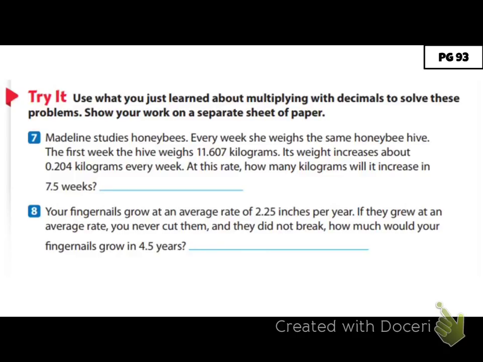Now you guys need to work on your tryout problems, and if you have any questions, raise your hand. I'll come help you. For the first one, you should get 1 and 530 thousandths kilograms. For the second one, you should get 10 and 125 thousandths inches.